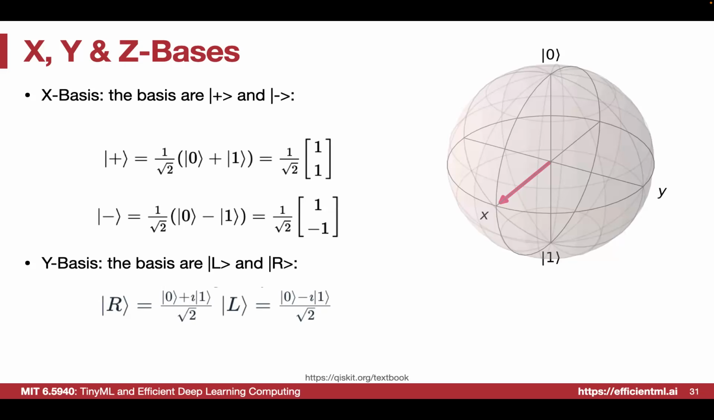The X basis is represented as the plus and minus symbols here, and the Y basis the left and right. It's a very strange symbol, but it also represents the locations of those axes on this Bloch sphere, right? You can see that in the X basis, we have the plus as this one, and the minus as the opposite to that plus state. So the plus state will be 1 over square root 2 of (1, 1), and the minus state will be 1 over square root 2 of (1, -1), right?